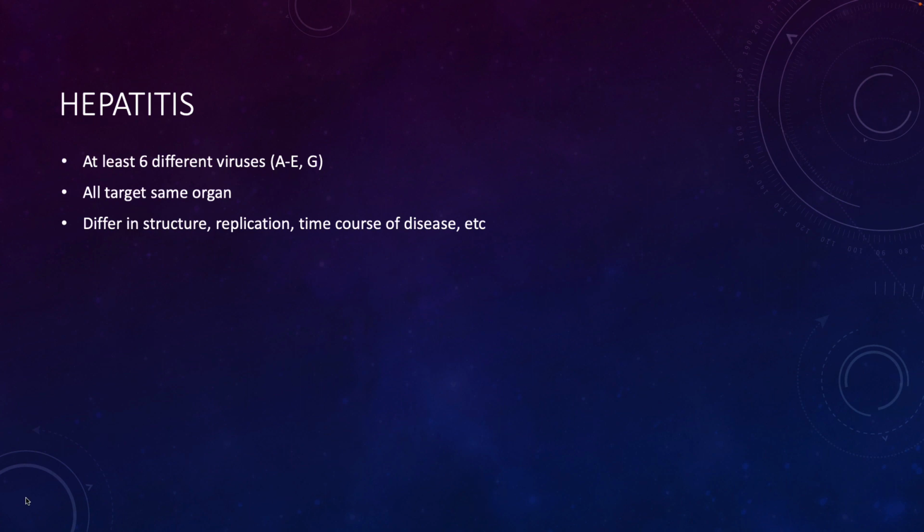There was a virus they thought was hepatitis F. It turned out it was something else, so F went away, but G was still there. Again, they're all classified because they target the same organ, the liver. However, they differ in structure, replication, time course of disease, genetic material, etc.